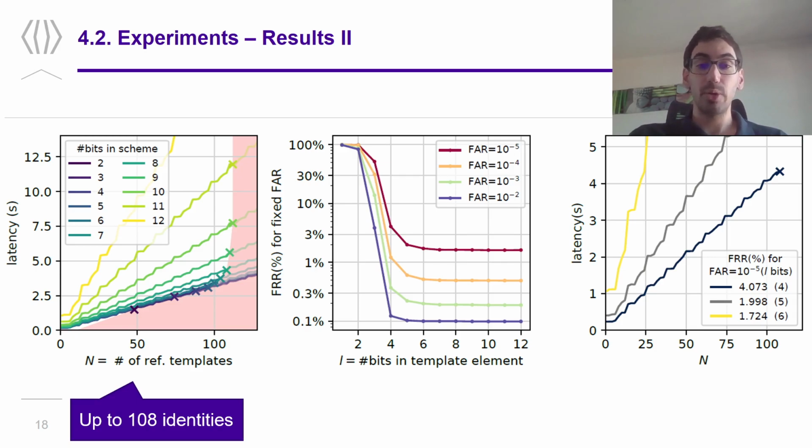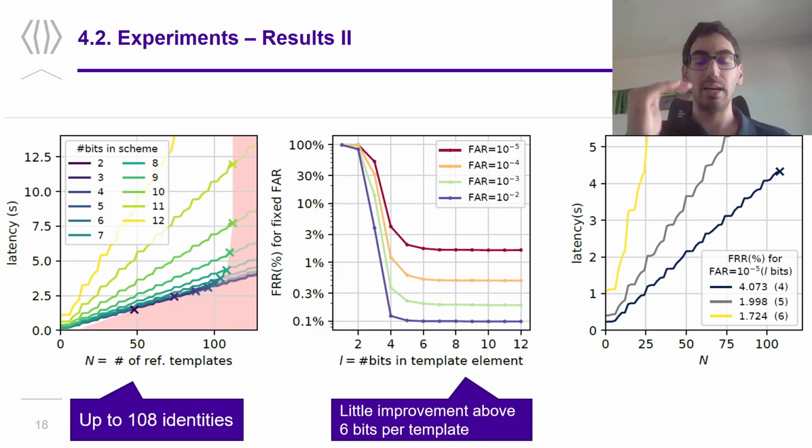Then in the middle, we have a comparison between the number of bits per template element, and in the vertical, the amount of errors that we perform in terms of identification. So the fewer the errors, the better. Here we know that beyond 6 bits per template element, there's very little to almost no improvement. So we will restrain ourselves to be up to 6 bits.